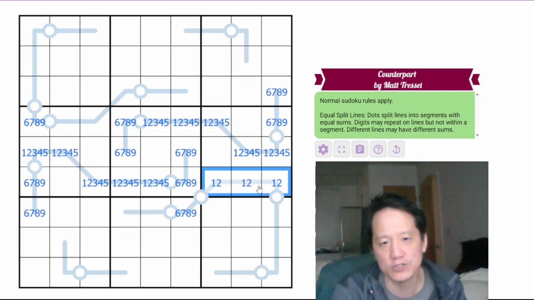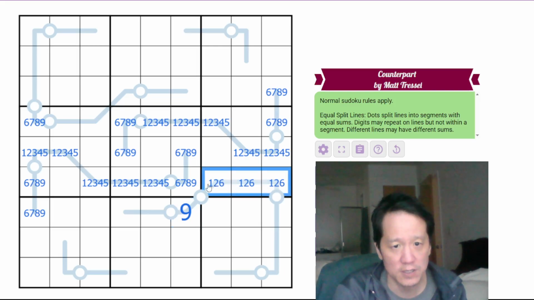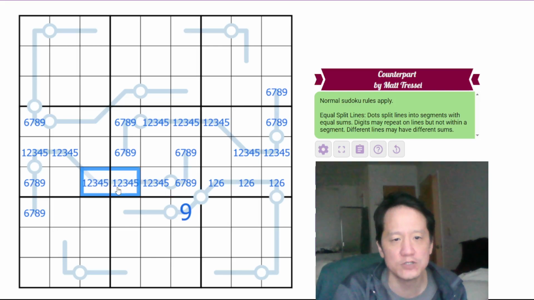We can add 1, 2, and 6 to add up to 9. So this must be 9. This is 1, 2, and 6, which means we cannot have a 1, 2, or 6 in the rest of the row or the rest of this box. So this cannot be 1 or 2. This becomes a 3, 4, 5 triplet.